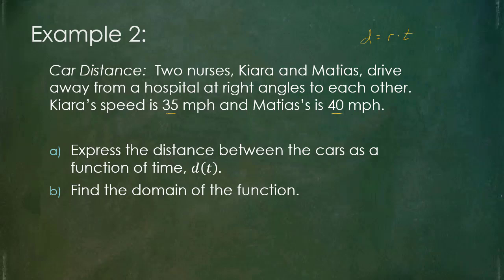So in this case, it's giving me a rate. So I've got like an R1 and an R2. And then it gives me t. It looks like it wants me to represent this function using t as its input. So I'm going to leave that variable there. So I need to express the distance between the 2 cars as a function of time. And then it does want me to find the domain of the function.